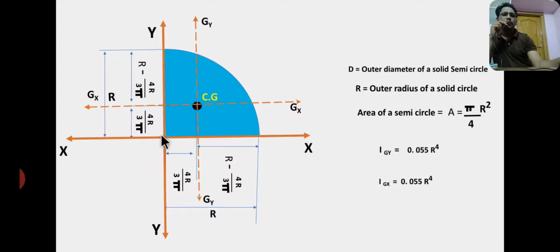Here also, from this side also, 4r by 3 pi from the right angle corner, whereas from the curved surface, r minus 4r by 3 pi. So here the values of Igx and Igy are both equal, and that value equals 0.055 r power 4. Here the area of a quarter circle equals one fourth of the area of a solid circle. Therefore, one by four into pi r square.